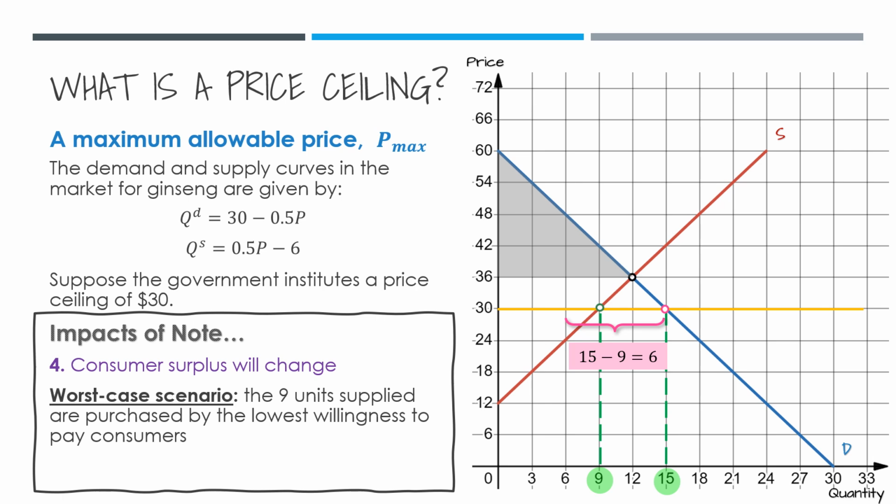What am I doing here? I am determining that in the worst case scenario, these 9 units are going to be sold to buyers between unit 6 and unit 15. So that's 9 buyers. We're not selling to the highest willingness to pay buyers, which are the first 9. Instead, we're selling to the lowest willingness to pay buyers, which are the buyers between 6 and 15.